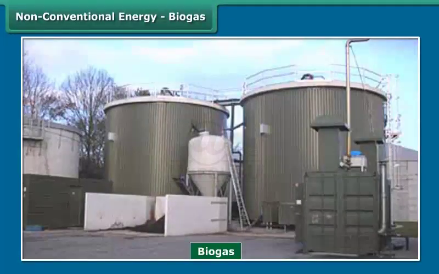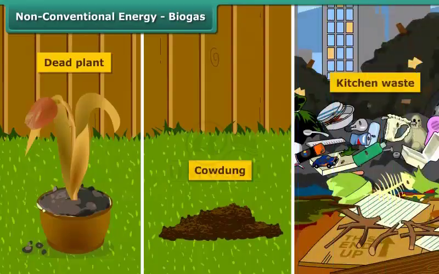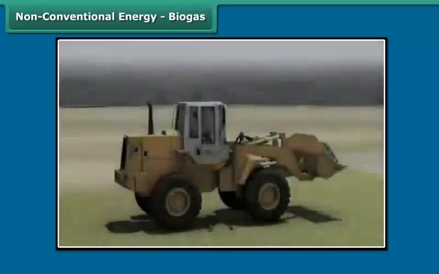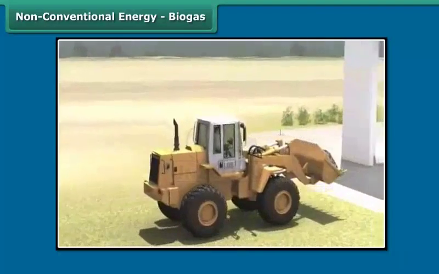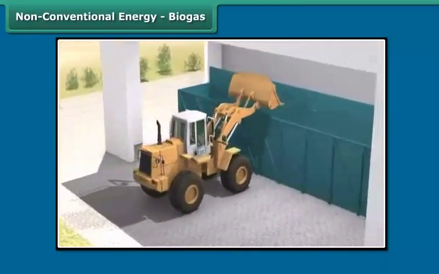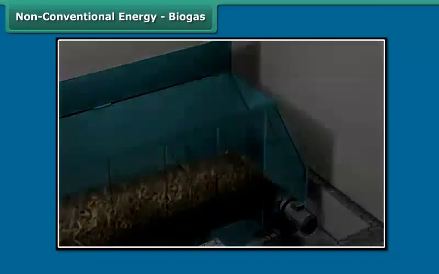Non-conventional energy, biogas. Biogas is another non-conventional energy which is a mixture of methane and hydrogen gas. Organic waste such as dead plants, animal dung, and kitchen waste is decomposed by bacteria in biogas digesters to emit biogas. It is an excellent fuel for cooking and lighting purposes.